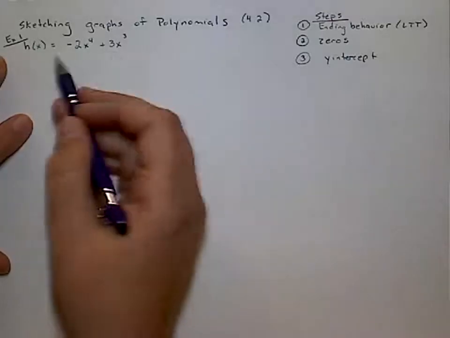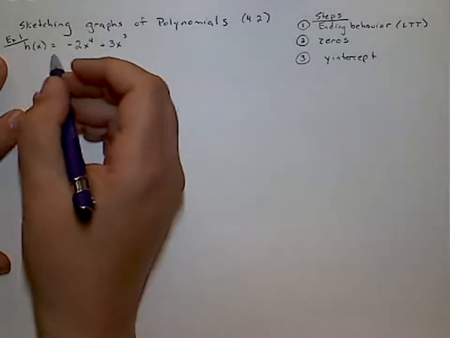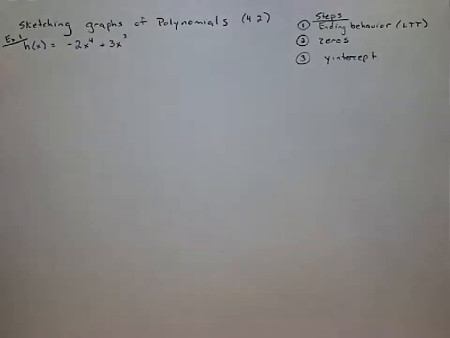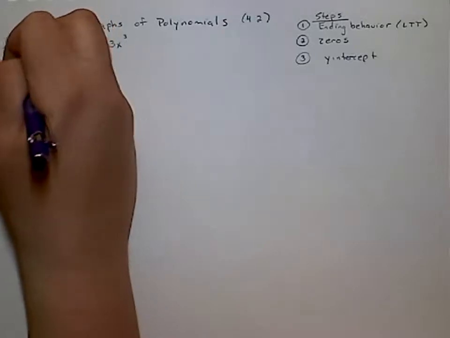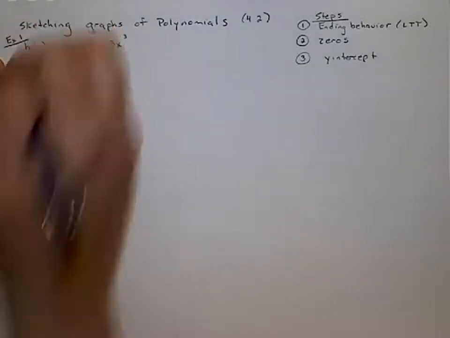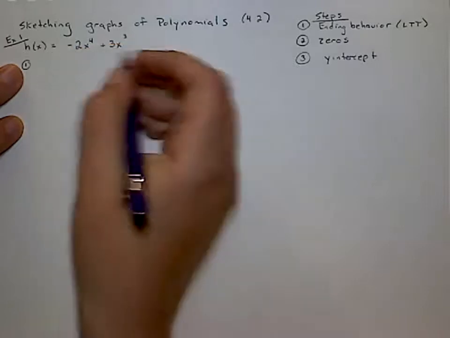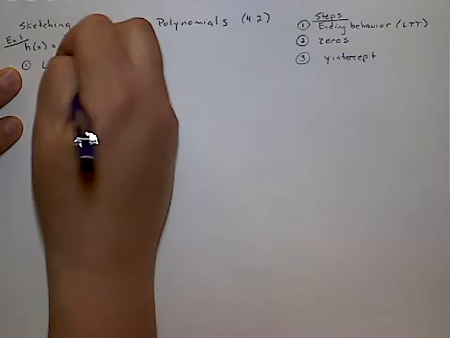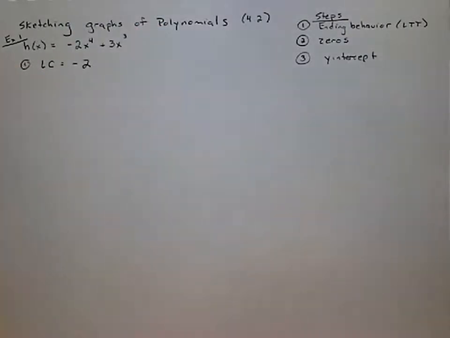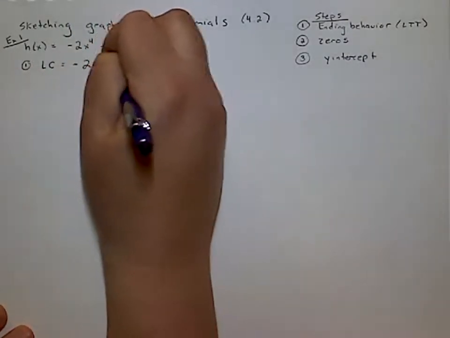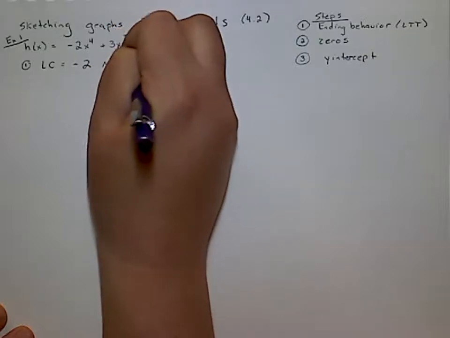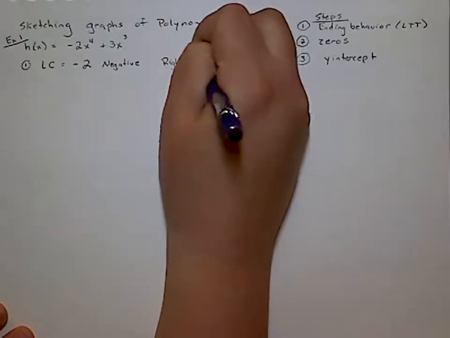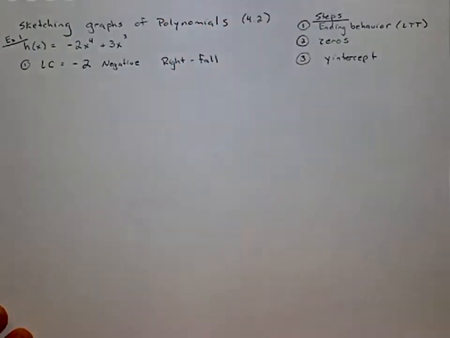So here, if we look at a leading term test, we have h of x equals negative 2x to the fourth plus 3x to the third. All right, the first thing I'm going to find is the ending behavior of this. So the first thing I have to do is look at the leading coefficient. Now our leading coefficient is negative 2. That leading coefficient is negative. So that means that our right side is going to fall.